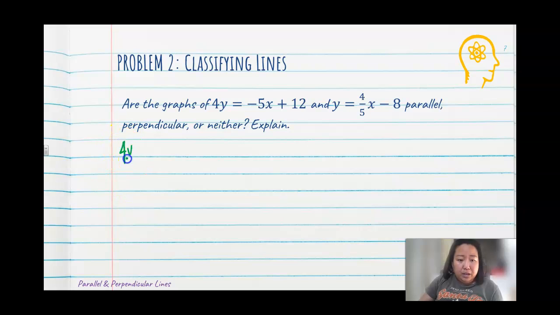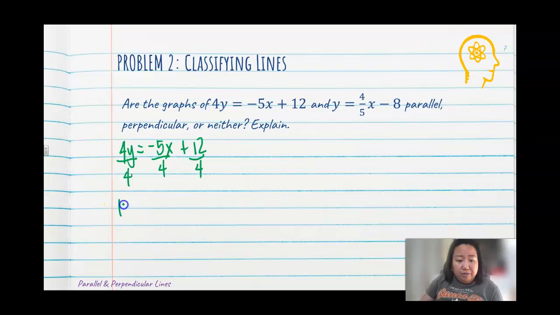You have 4y equals -5x plus 12. We cannot find the slope yet because, as you can see, y is not alone yet. All right. So what we do here is we divide by 4. Divide this by 4, divide this also by 4. So why did we have to divide it by 4? So that this will be in slope-intercept form.